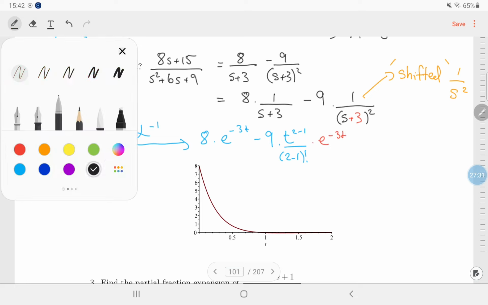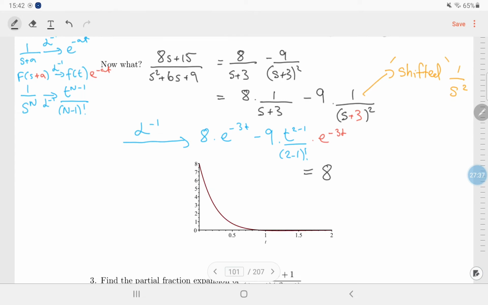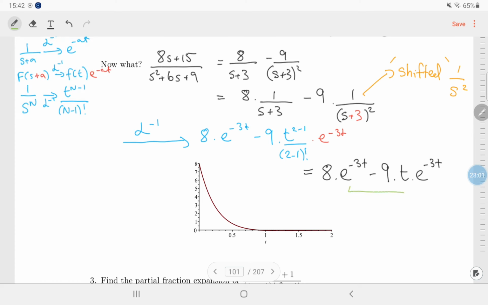So we'll tidy this up a little bit now. This is equal to 8 e to the minus 3t. Now the 2 minus 1 is 1, and 1 factorial is 1. So it's just minus 9 divided by 1, t to the power of 2 minus 1, which is just t to the power of 1. It's just t. And then you have this negative exponential. And look at the fact that the two exponentials have the same speed. What that means is that you've got critical damping in context.